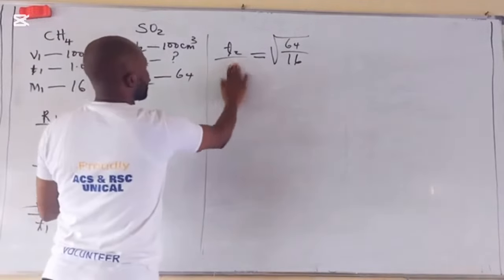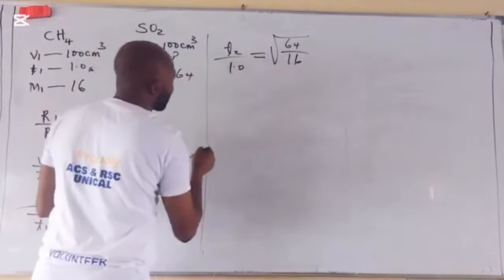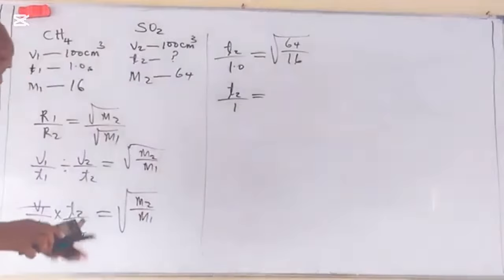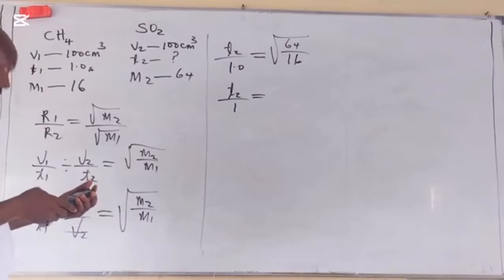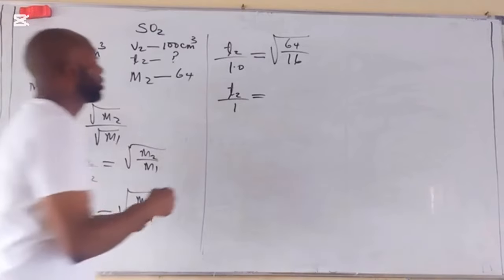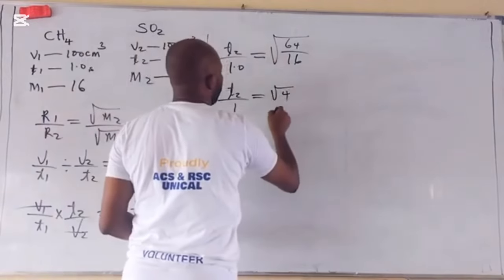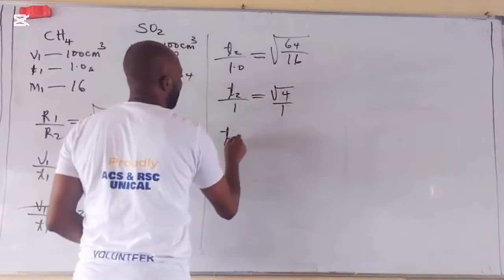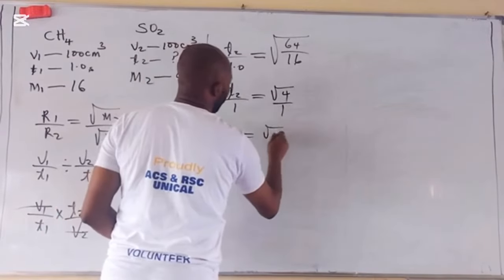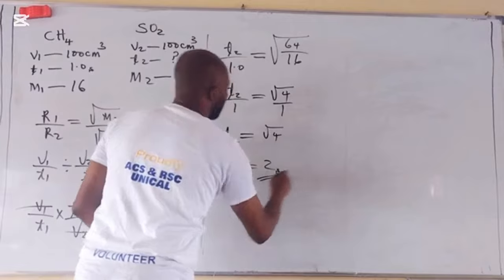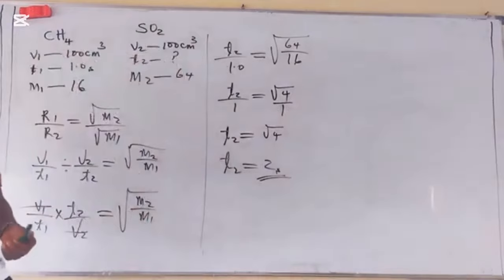T1 is 1. So let me just put it here, 1.0. So I have T2 over 1 is equals to, let's look at this, 64 divided by 16. 64 divided by 16 is 4. Okay, so I have the root of 4 here. Now, cross multiplication, T2 is equal to 1 times root 4, which is root 4. So my T2 is equals to 2 seconds, because the root of 4 is 2.